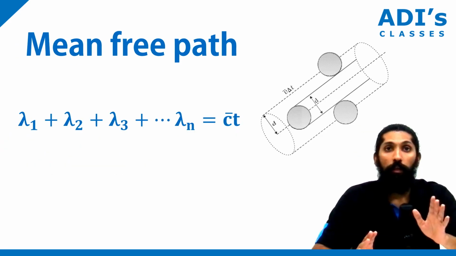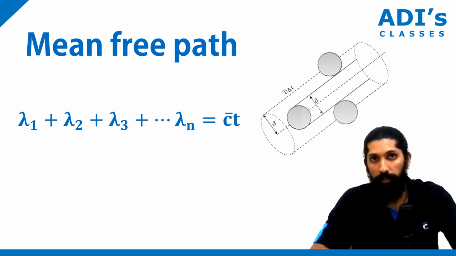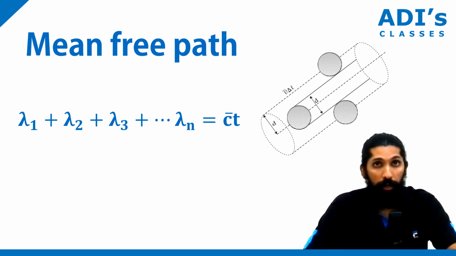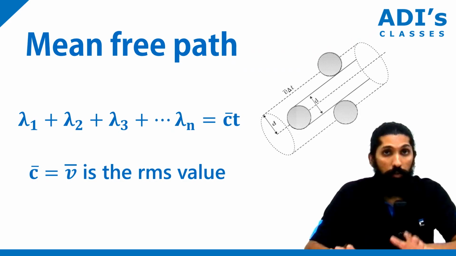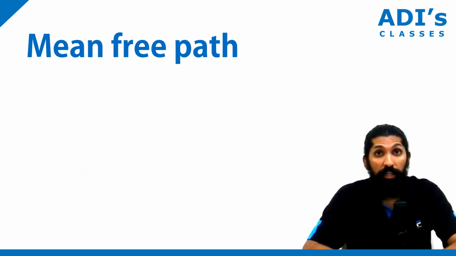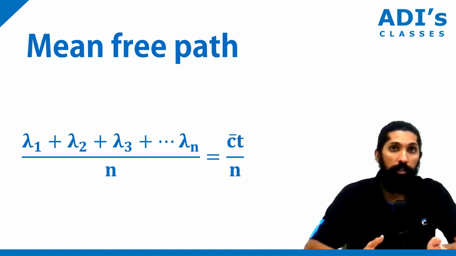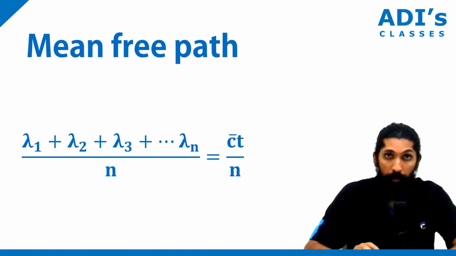So what do we have? Lambda 1 plus lambda 2 plus lambda 3 till lambda n is equal to C bar into T. Now C bar is the RMS value. So lambda is what? It's the mean free path, right? So summation of all these lambdas divided by n, or C bar into T divided by n.